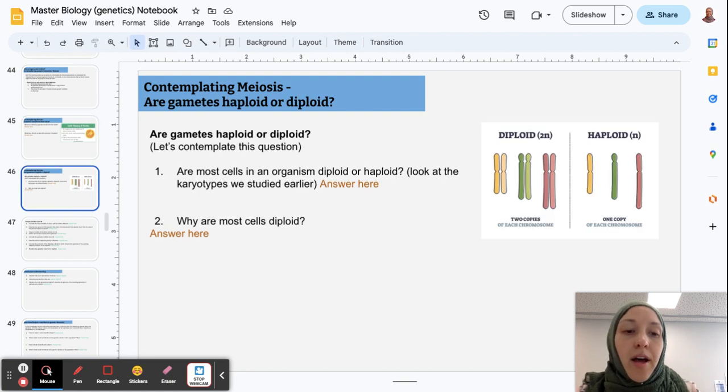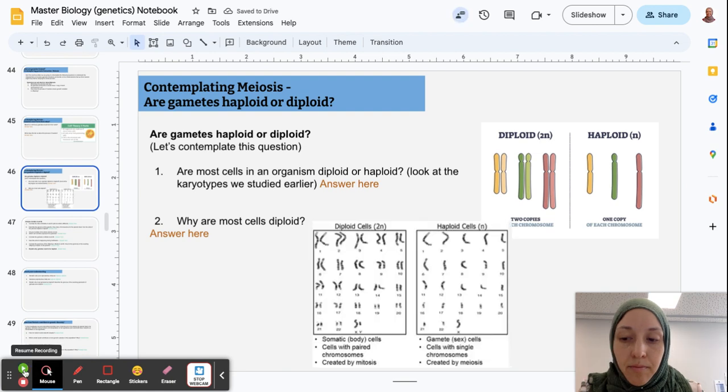So we have some new vocabulary here. We have haploid and diploid. If a cell is haploid, that means it has one copy of each chromosome. If a cell is diploid, that means it has 2 copies of each chromosome. For example, this would be a karyotype of a diploid cell. For each chromosome type, we have 2 homologous chromosomes. A haploid cell would have only 1 chromosome of each type.